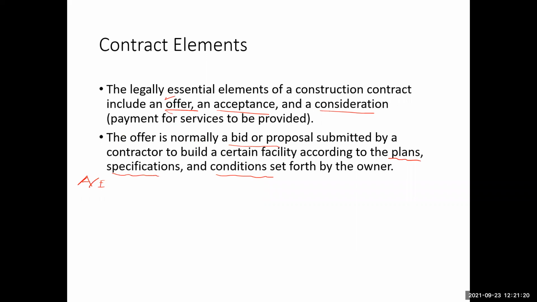So the offer is the submission of the bid by the contractor, which is based on the plans, specifications, and conditions set forth by the owner. The second term, the acceptance, takes the form of a notice of award. After the submission of the bid, the bids are evaluated, and the successful bidder is decided. Then a notice of award is issued to the successful bidder, so that is called the acceptance.